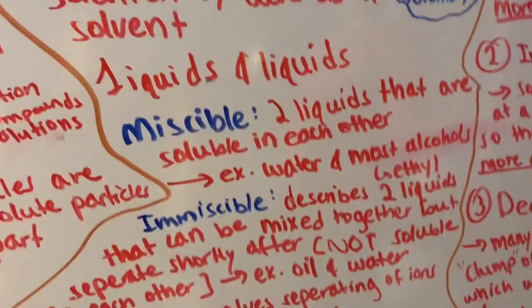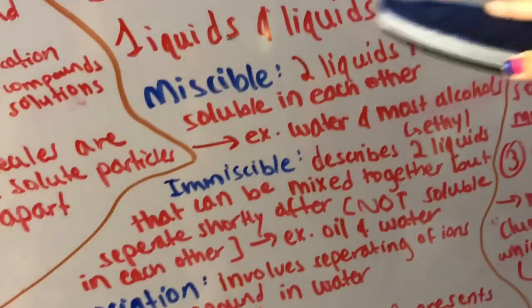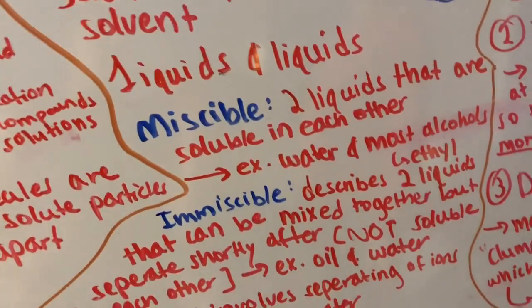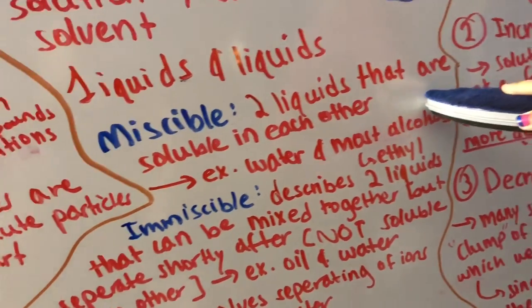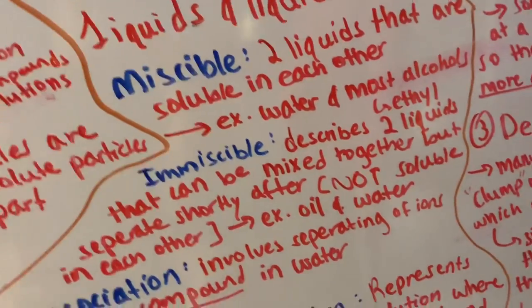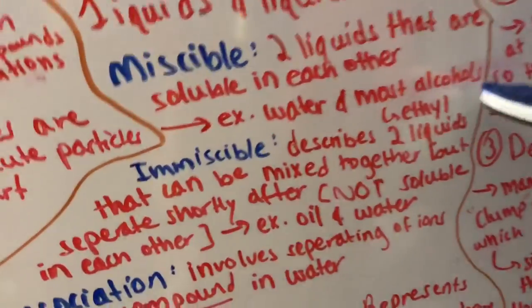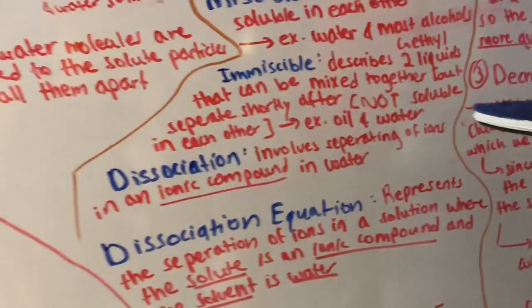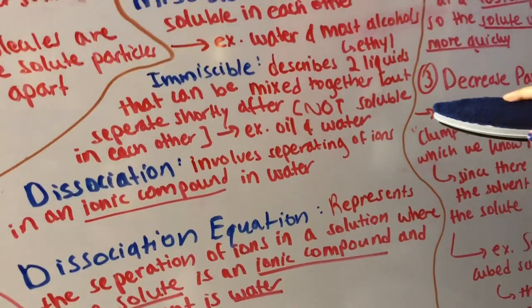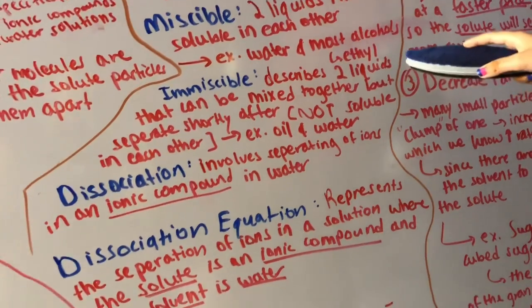As for liquid and liquid solutions, we have two terms, miscible and immiscible. Miscible is when two liquids are soluble in each other, for example, water and most alcohols like ethanol. Immiscible describes two liquids that can be mixed together but then separate shortly after, so they're not soluble in each other, for example, oil and water.